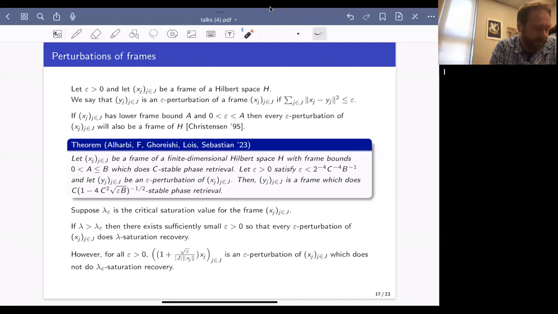So here's a really simple reason. I take my frame, I perturb it by just making all the frame vectors slightly bigger. And so if I do that, things get saturated faster. But because this is the critical saturation level, it's not going to be possible to do saturation recovery with this teeny perturbed frame. And so this kind of gives me a little feeling that, well, maybe we don't get stability for saturation recovery at the critical level just because there's no room to wiggle anything. There's no wiggle room.